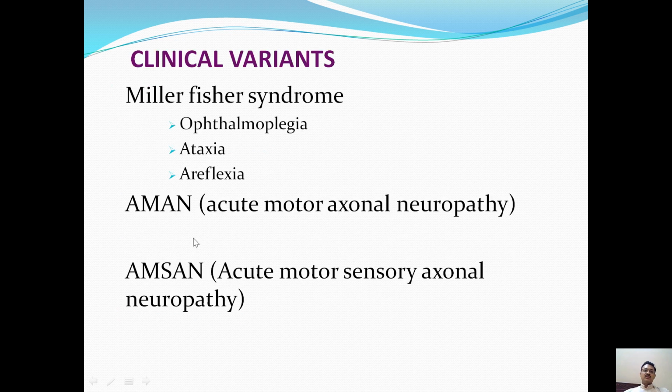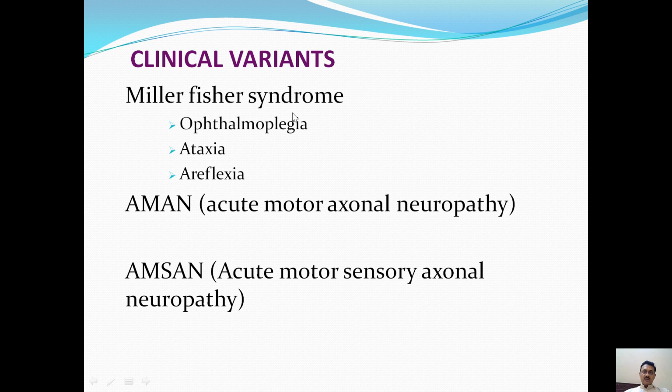These are some variants of the GBS. We were talking about the typical form of GBS. We call it AIDP, or acute inflammatory demyelinating polyneuropathy. So that is AIDP.